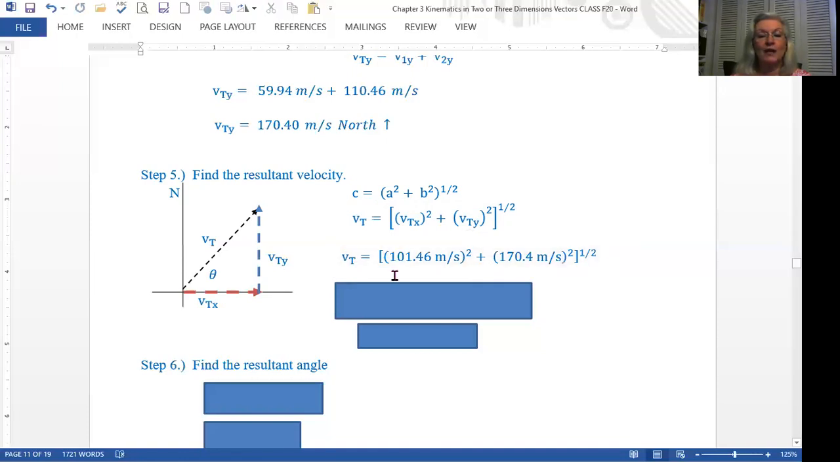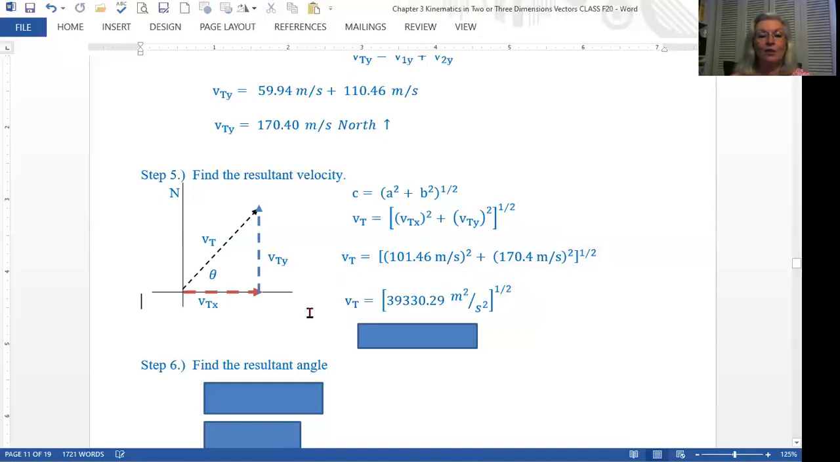101.46 meters per second. Notice I write it in parentheses and then put the little 2 for squaring. And then plus V total in the Y direction was 170.4 meters per second, and you have to square it. And again, be careful, make sure you use parentheses so you remember your squaring. And then that whole thing added together, you have to take the square root of it, raise it to the 1/2 power.